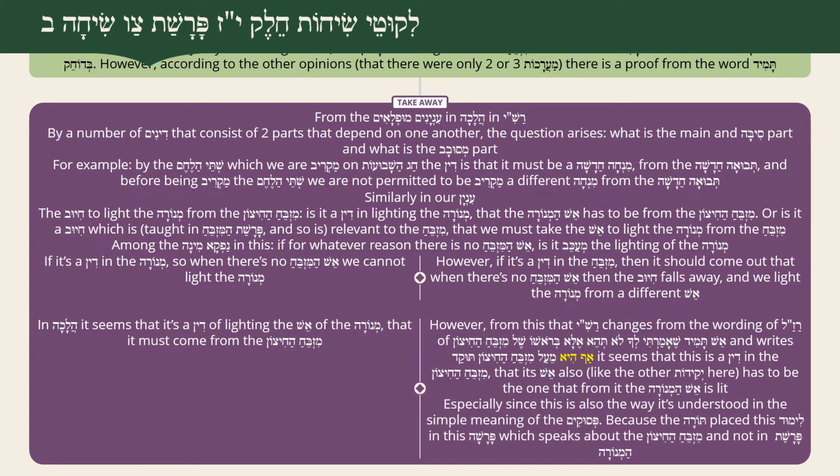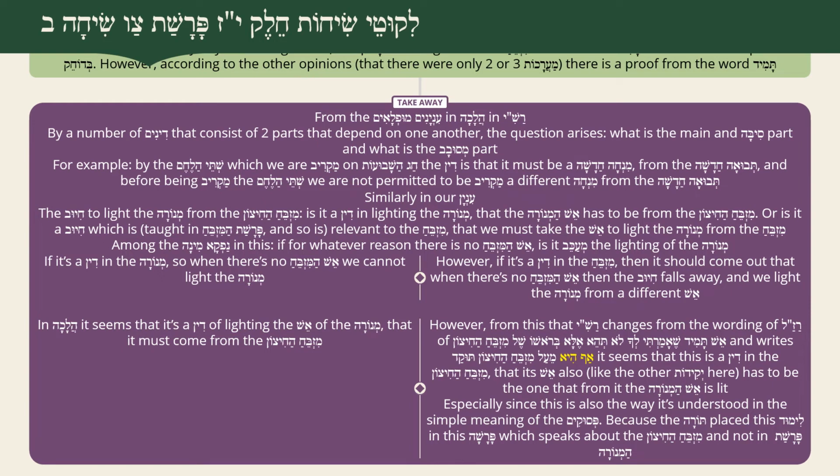Similarly, in our inyan, when it comes to the chiyuv to light the menorah from the Mizbeach HaChitzon, we can ask, is it a din in lighting the menorah that the Eish HaMenorah has to be from the Mizbeach HaChitzon, or is it a chiyuv which is taught in Parshas HaMizbeach, and so is relevant to the Mizbeach, and that is that we must take the Eish to light the menorah from the Mizbeach.